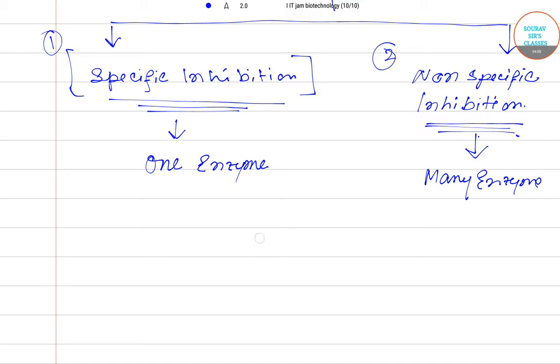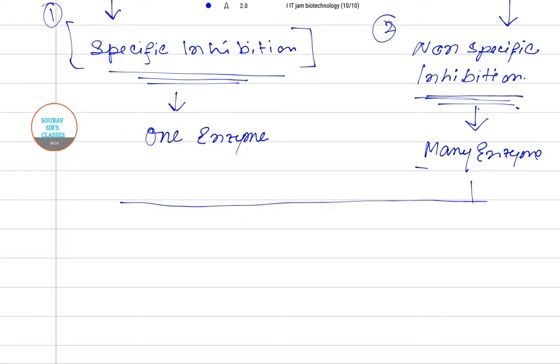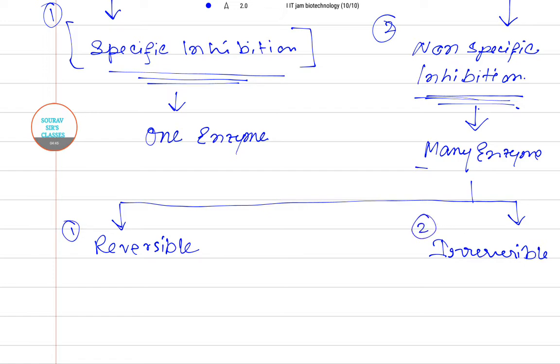Now this non-specific inhibition has some subclasses. We can subdivide it into two classes: one is reversible, and another one is irreversible. So these are the two types of non-specific inhibitors.